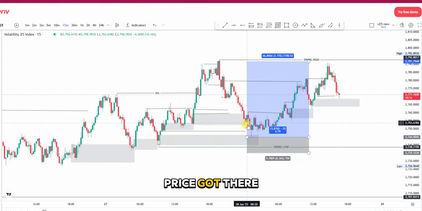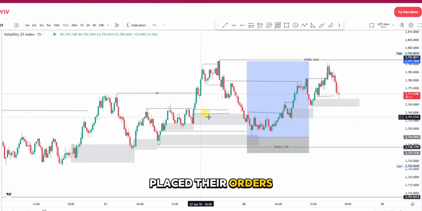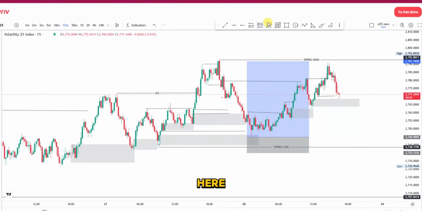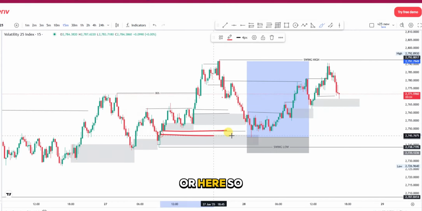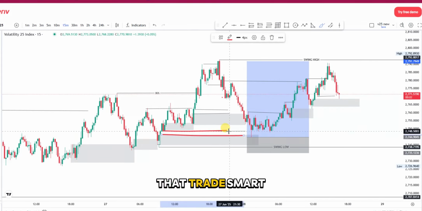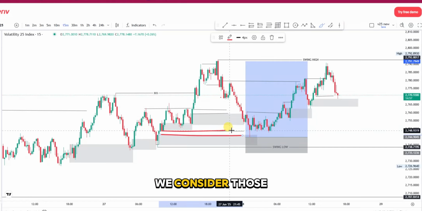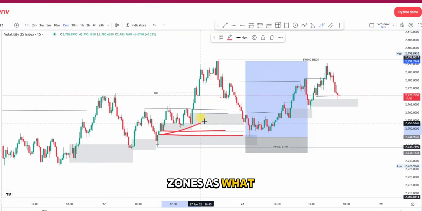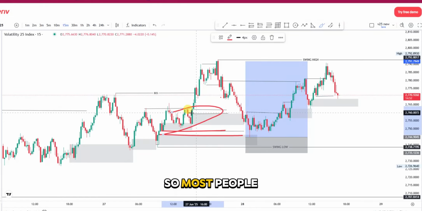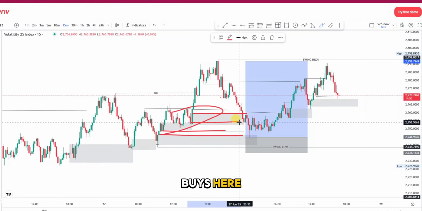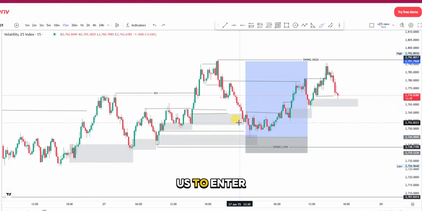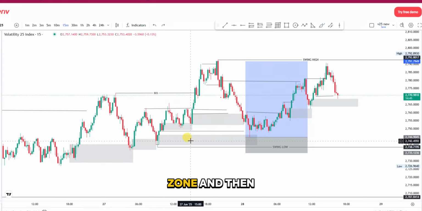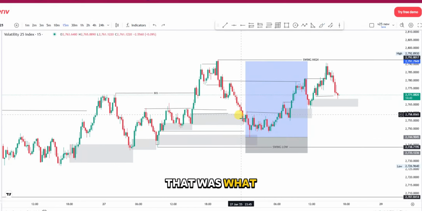So when the price got there, you see it bought small and then took out those who placed their orders here. So anyone who placed his order here is likely to put his SL here or here. So for us that trade smart money advanced concept or the liquidity trading concept, we consider those zones as what? As inducement. So most people who are going to take their buys here, there will be an inducement for us to enter our trade on the extreme zone. And then what happened? That was what actually happened.